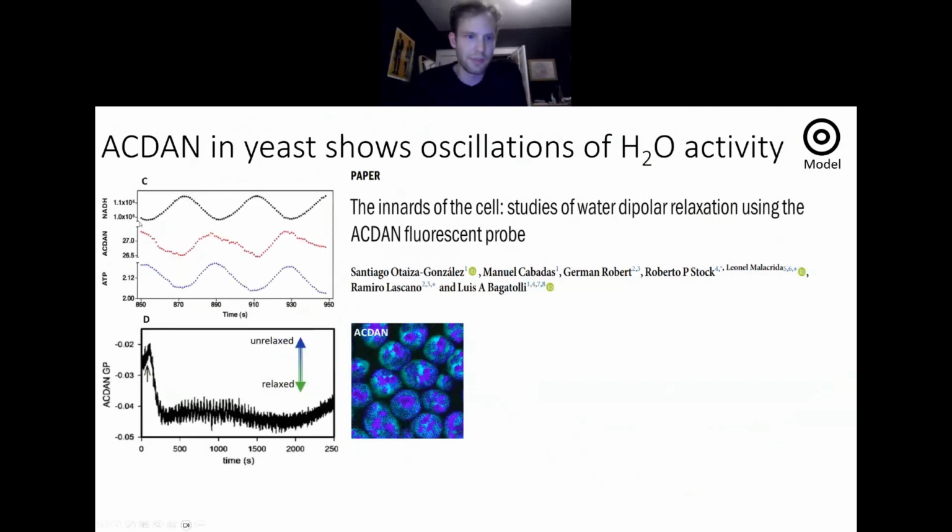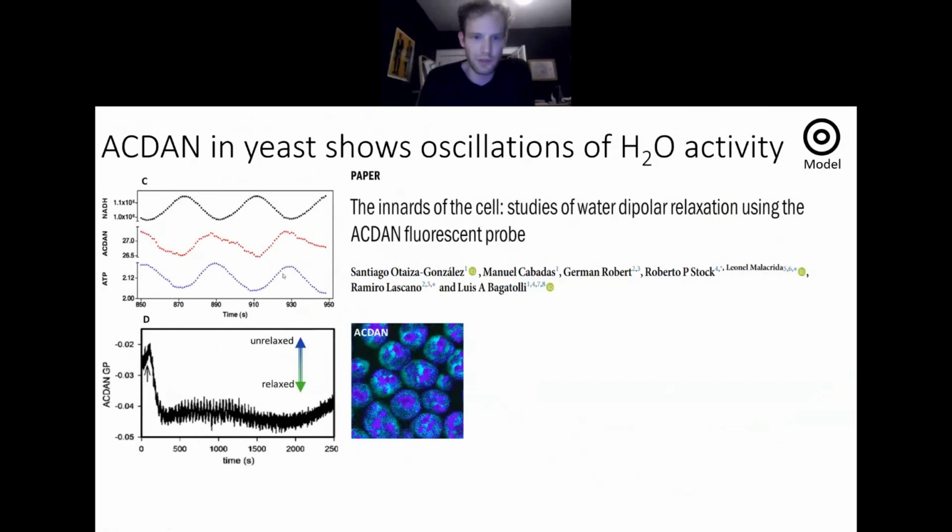And what they find is that they get these waves of NADH over like 40-second intervals, and that they get waves of ATP concentration that also change over the same but opposite phase. So when NADH is high, ATP in the cytoplasm is low, and the ACTAN signal, which kind of corresponds to water behavior in the cell, tracks with ATP as well.